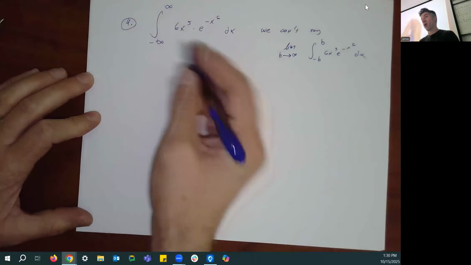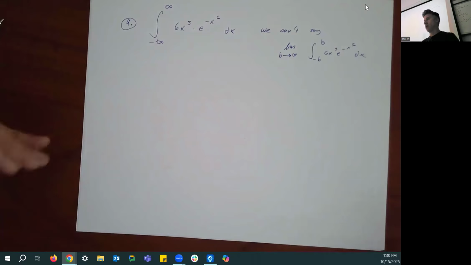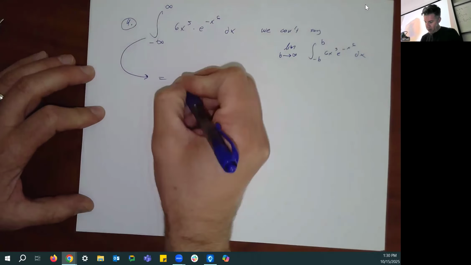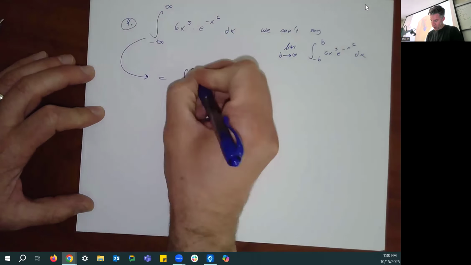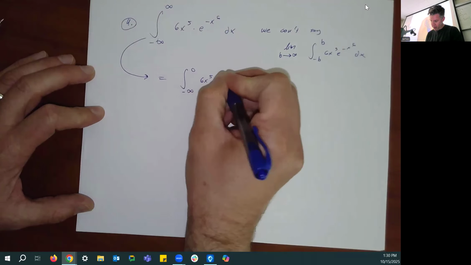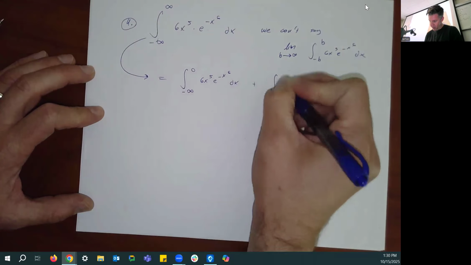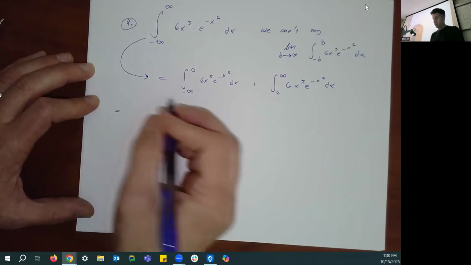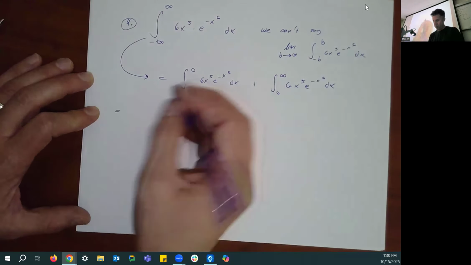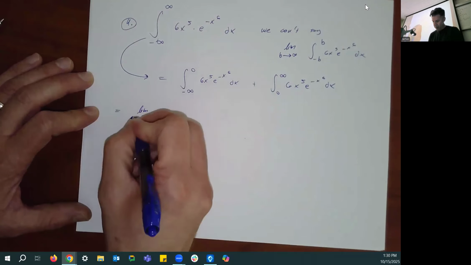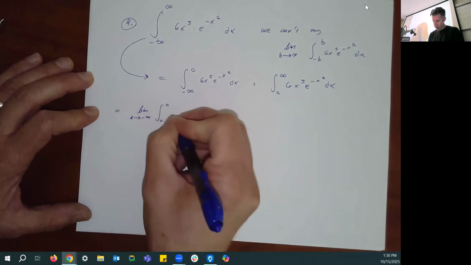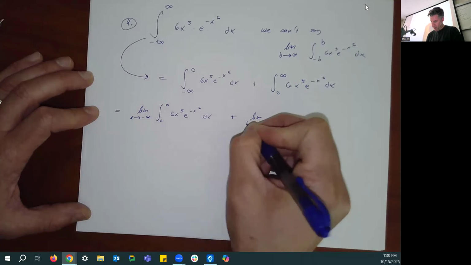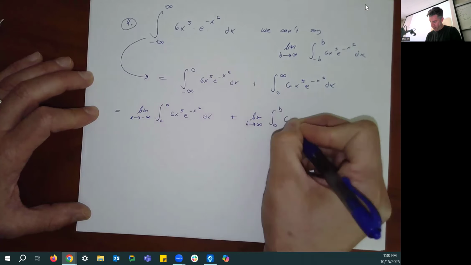So here, we're going to break this up wherever we want. 0 is the natural choice, but you could really pick anything. We're going to write this as the integral from negative infinity to 0 of 6x to the 5th e to the negative x to the 6th dx plus the integral from 0 to infinity of 6x to the 5th times e to the negative x to the 6th. And then we're going to write each of those as their own limits with different letters. So this first one is going to be the limit as a goes to negative infinity of the integral from a to 0 of the same function, plus the limit as b goes to infinity of the integral from 0 to b of the same function.